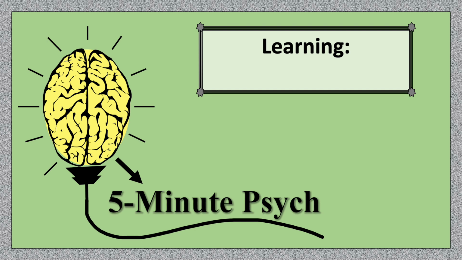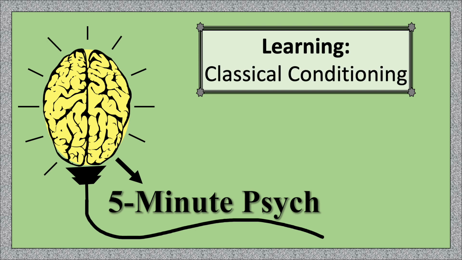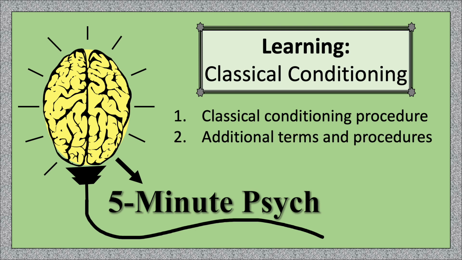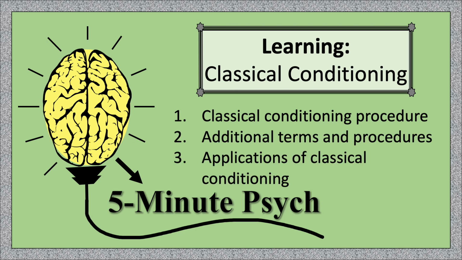In this 5-minute segment, we'll look at classical conditioning, which is a type of associative learning. We'll begin by looking at the classical conditioning procedure using an example. Then we'll consider some additional procedures before examining some applications of classical conditioning.